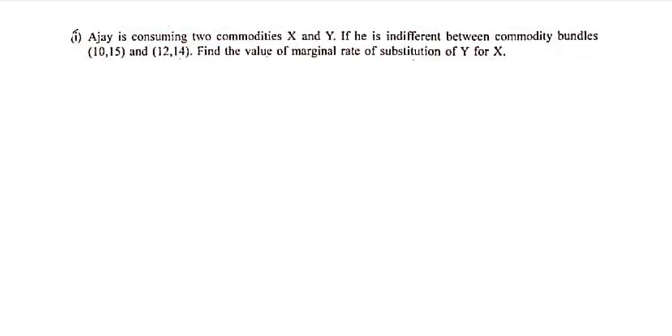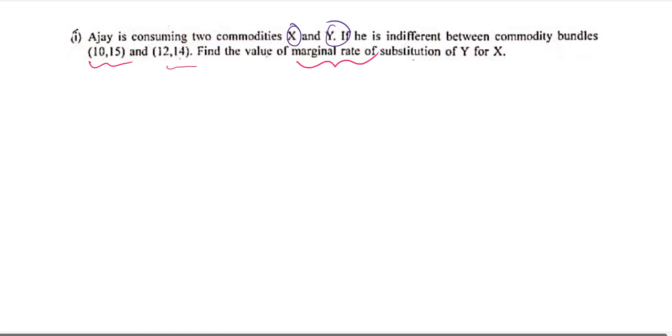Let's start with question number one. Ojo is consuming two commodities: the first one is X and the other one is Y. If he is indifferent between commodity bundles (10, 15) and (12, 14), then find the value of the marginal rate of substitution of Y for X. So how can I solve that type of question?